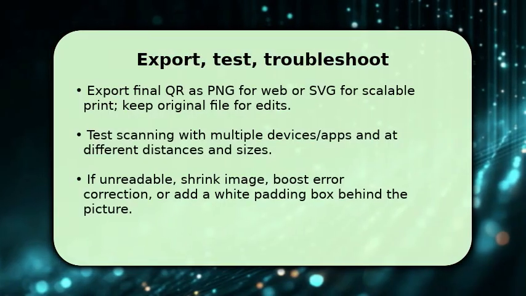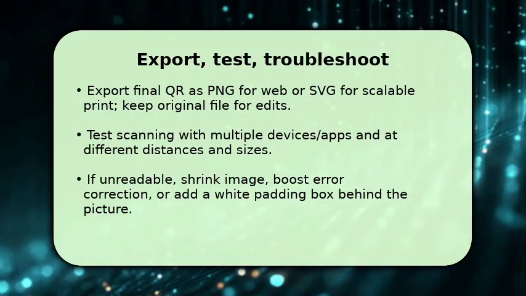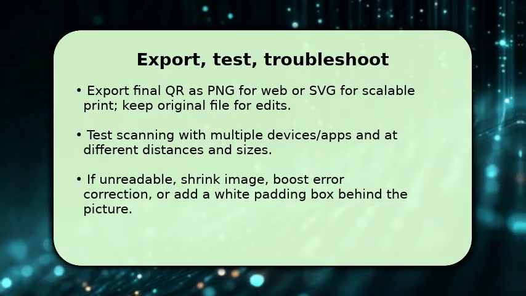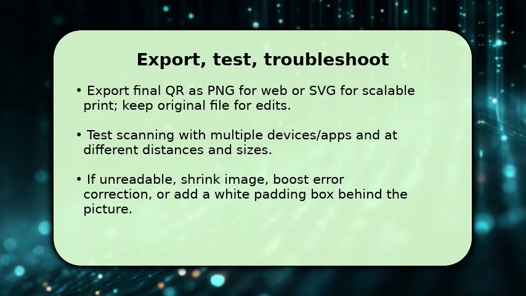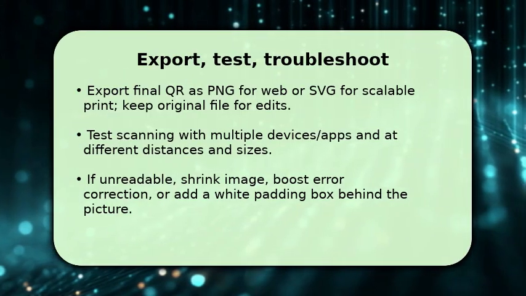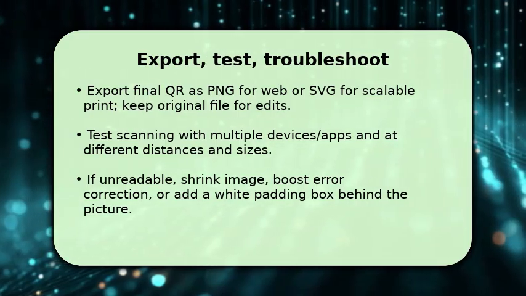Finish by exporting the QR in the right format, PNG for screens, SVG or high-res PNG for print, and keep editable files. Test the code across several phones and scanner apps, from screen and printed versions, and at typical viewing distances. If scanners fail, make targeted fixes.